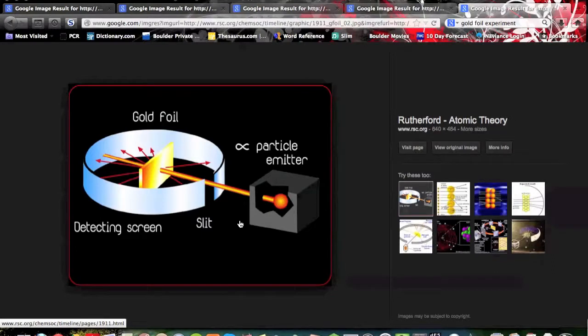That it wasn't actually what an atom was like, and this proved that the electrons were not actually within the atom either.